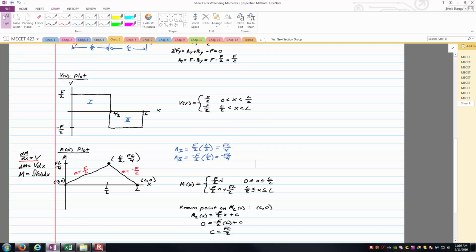F over 2 times x, if I take the derivative with respect to x, I just get F over 2. And then the same thing with our second one, negative F over 2 times x plus FL over 2. If I take the derivative of it with respect to x, FL over 2 is a constant, so it goes to 0, and then the x leaves, and we're just left with negative F over 2, which is going to be the same value that we're seeing in the internal shear force. And so everything looks to be checking out for us.